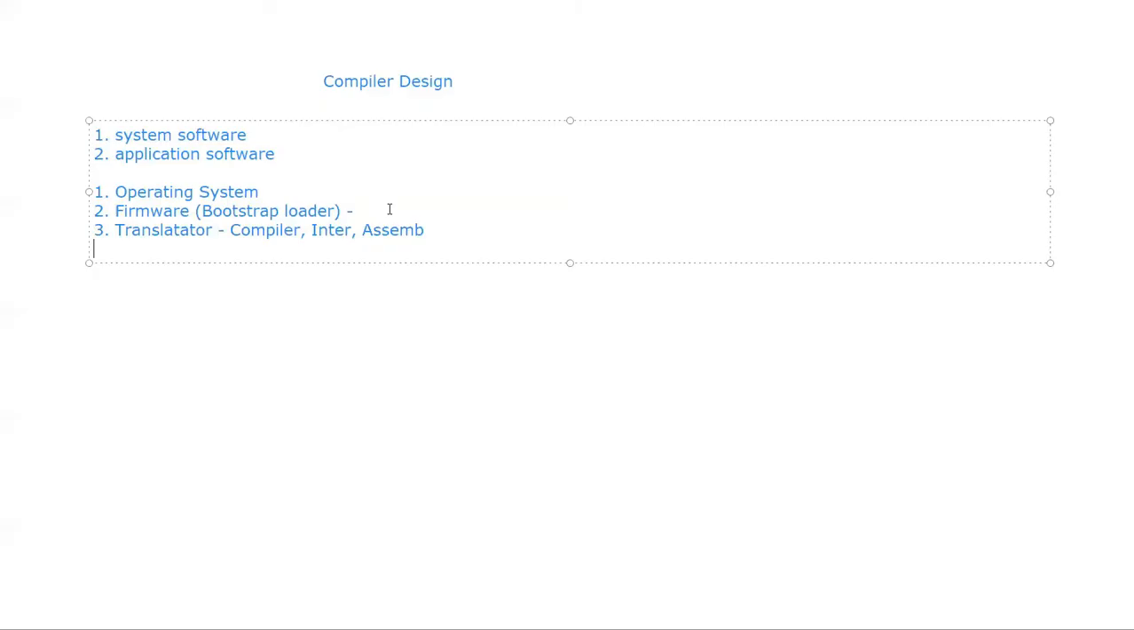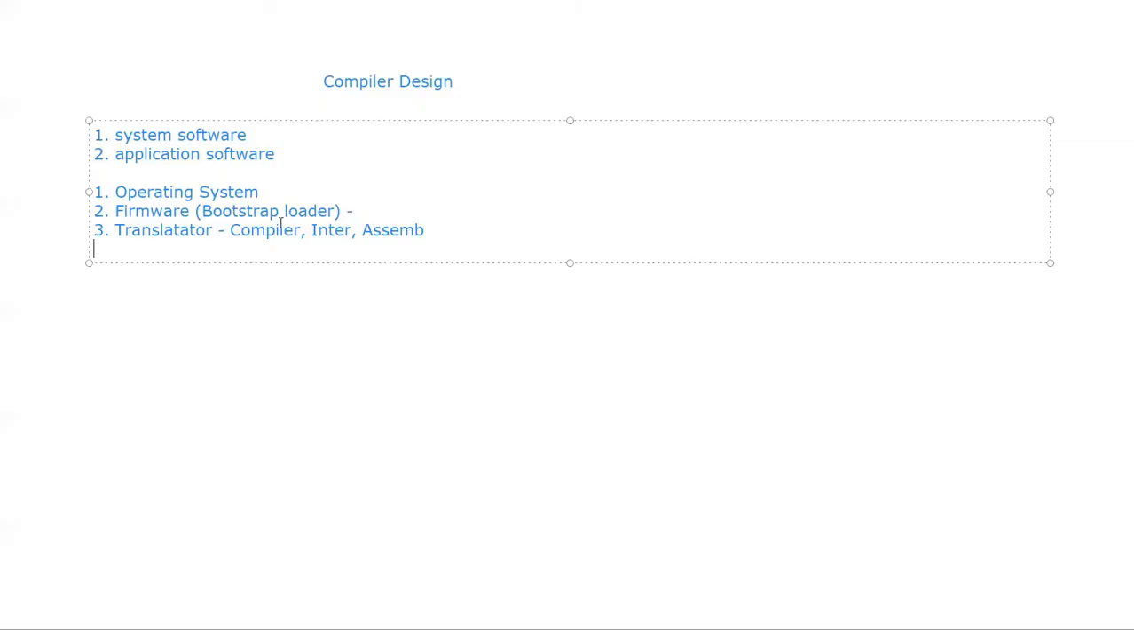Now the third language is machine language, which is understandable by the machine. That is in the form of 0 and 1. So the compiler will convert your high level language program into the machine level language program as a whole. The interpreter will convert your high level language program into machine level language, but line by line. And the assembler will convert low level language program into the machine level language program. So this is all about the translator.